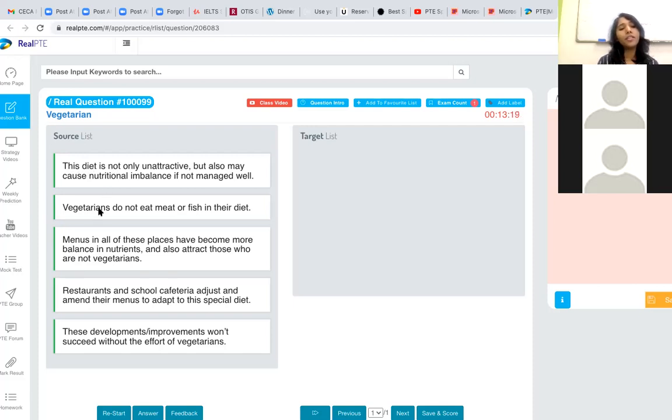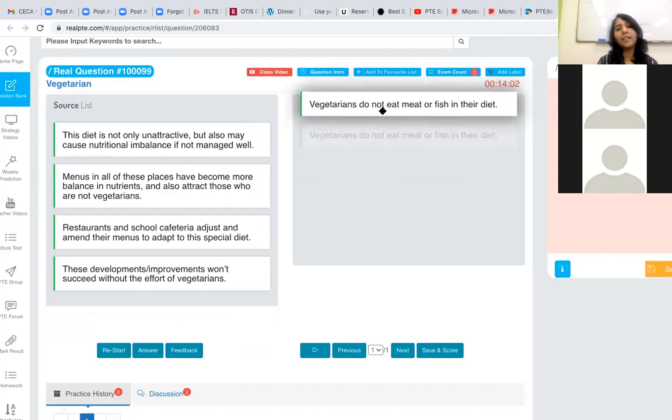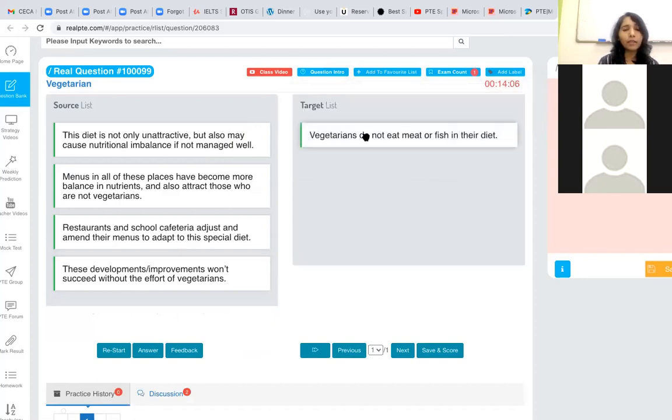What about the next one? "Vegetarians do not eat meat or fish in their diet." This could be our topic sentence because it's answering its own question. Look at the next one: "Menus in all of these places." You'll ask, all of what places? Which places? So this may not be our topic sentence because it's got a pronoun here. Next: "Restaurants and school cafeterias adjust and amend their menus to adapt to this special diet." You ask, which special diet? That again doesn't answer your question. "These developments" — you can ask, what developments, right? So the only statement that looks like an independent statement, one that answers its own question, is this: "Vegetarians do not eat meat or fish in their diet."